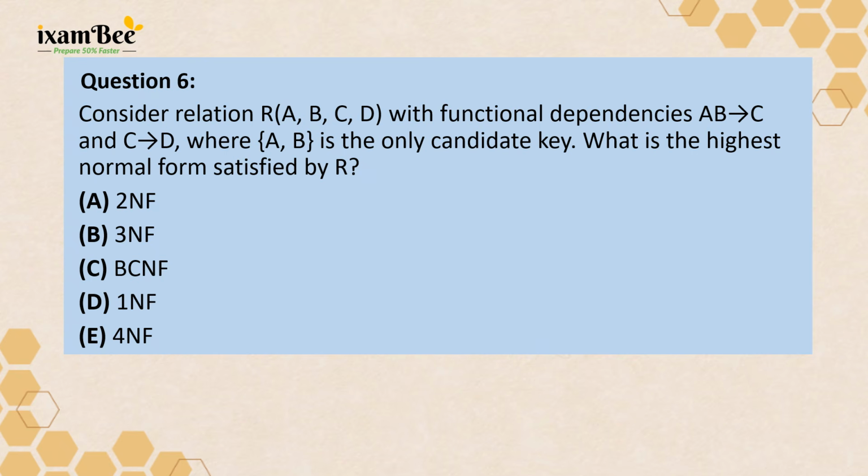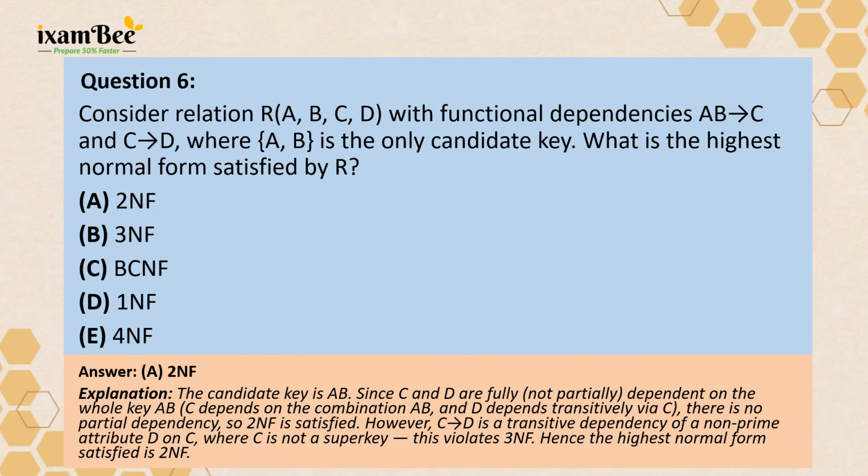But now look at one level deeper. C determines D, and C itself is not a superkey. It's just a regular attribute. That's a transitive dependency of the non-prime attribute D on the non-prime attribute C. And that's precisely what 3NF forbids. So this relation satisfies 2NF but fails 3NF, which makes 2NF the highest normal form it satisfies. Hence, the answer to this question is option A, which is 2NF.